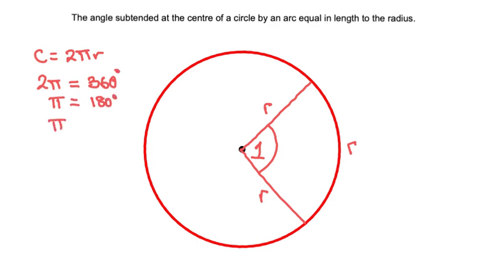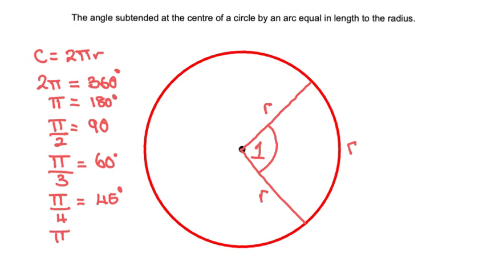Pi over 2 radians is equal to 90 degrees. Pi over 3 radians is equal to 60 degrees. Pi over 4 radians is equal to 45 degrees, and pi over 6 radians is equal to 30 degrees. You need to know those off by heart so you can use them in paper 1 questions.